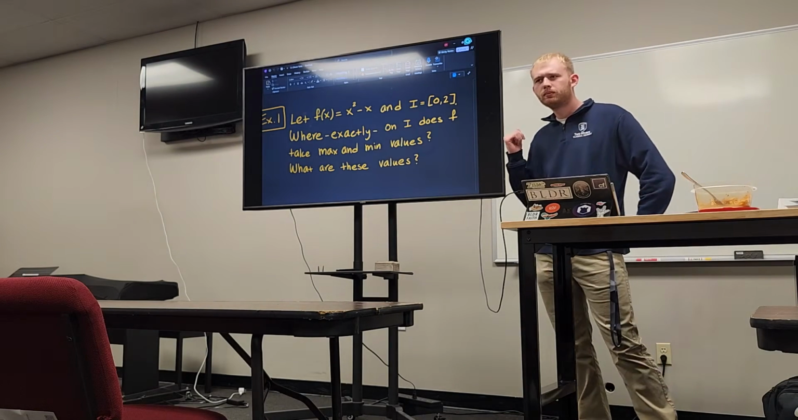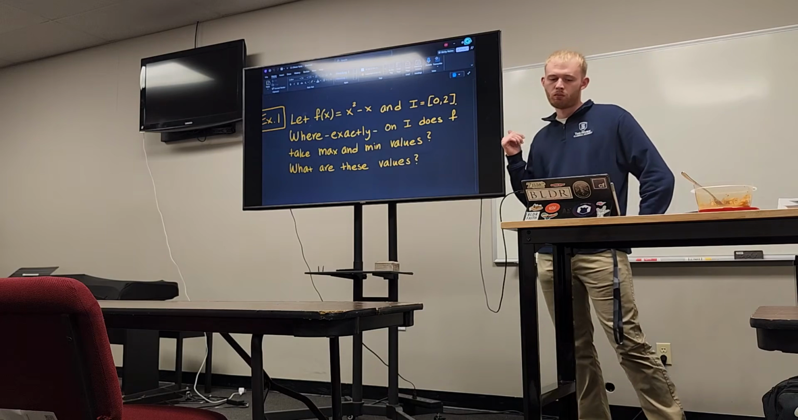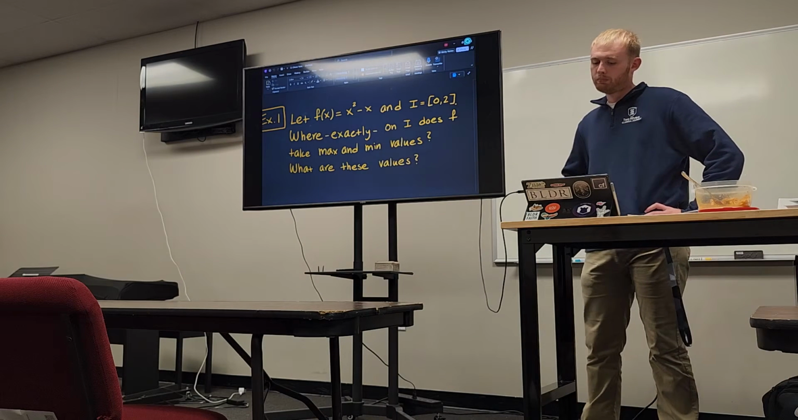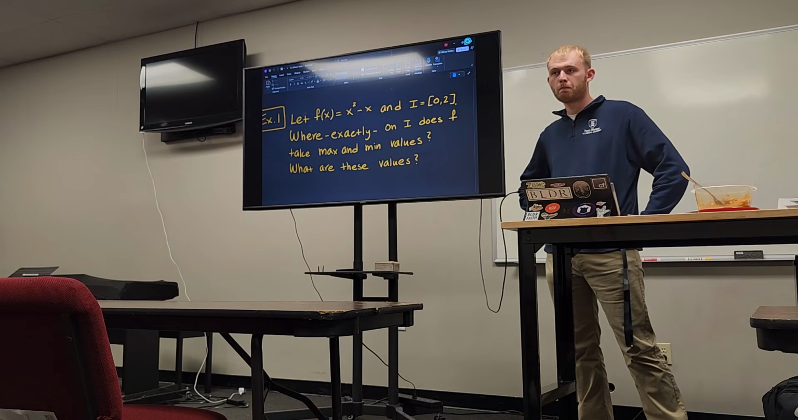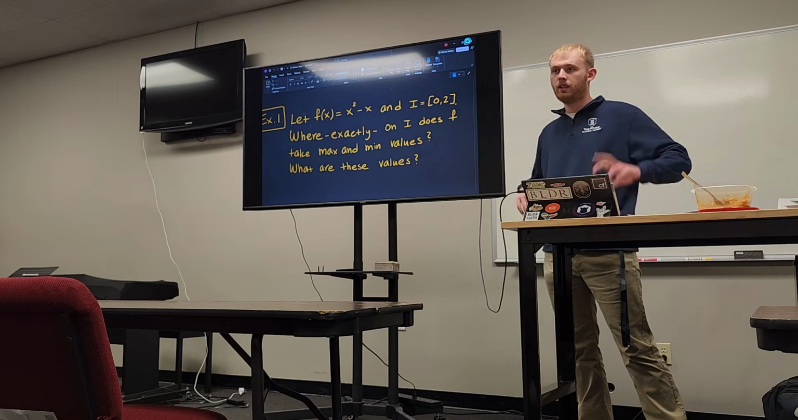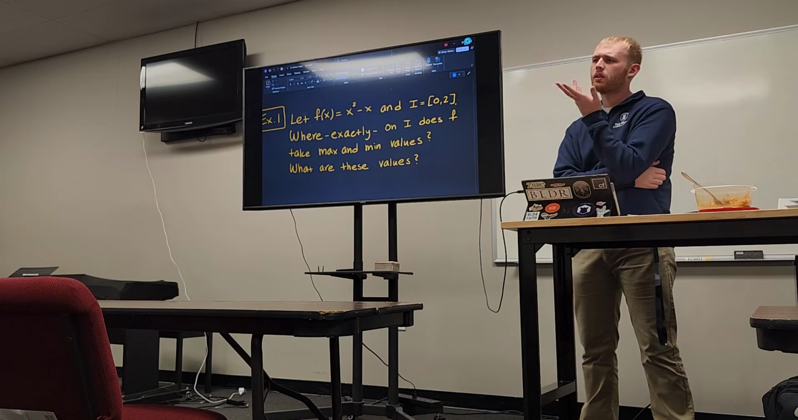Why do you have that idea? Because say, where does it take max and min values? Okay. So it's possible that there'd be a local minimum or a local maximum in that interval from 0 to 2. Maybe those are both in there. Yeah. What does x squared minus x look like?